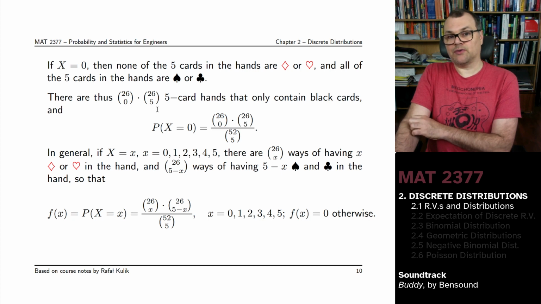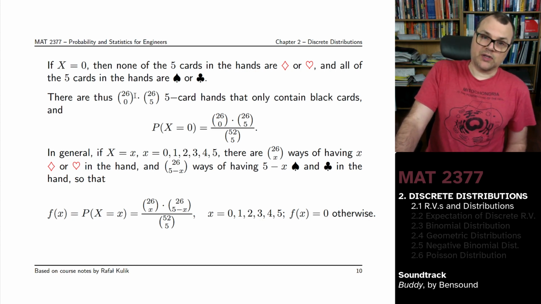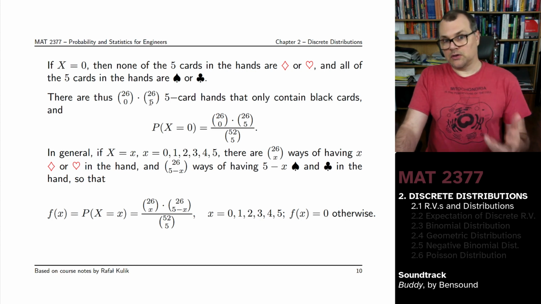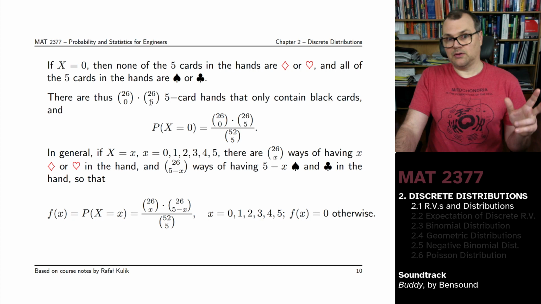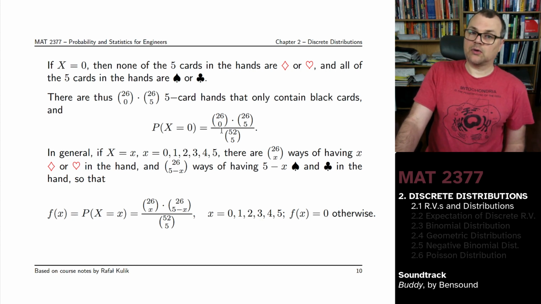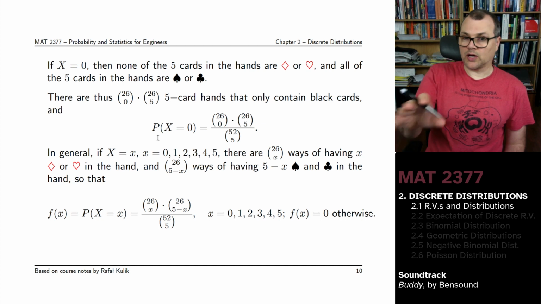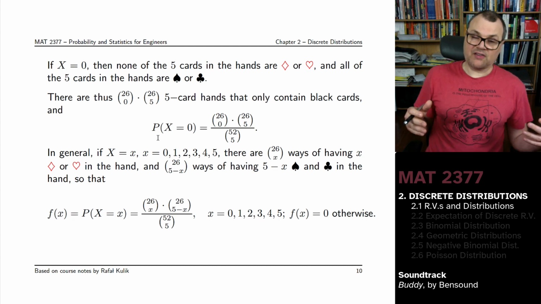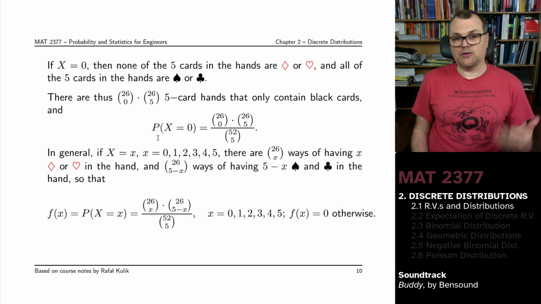26 choose 5. So in total you have 26 choose 0 times 26 choose 5 hands that only contain black cards, divided by the total number of hands, 52 choose 5. We won't care about what the value of that is for now. We'll just say this is how you would compute it: the number of 5 card hands that only contain black cards divided by the total number of 5 card hands.